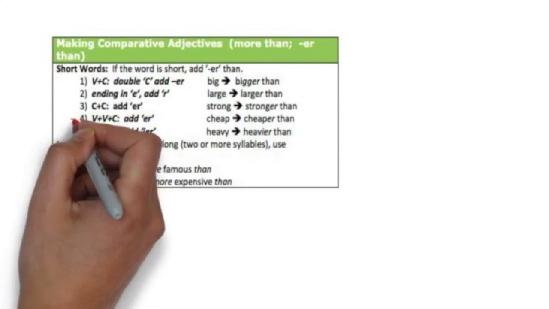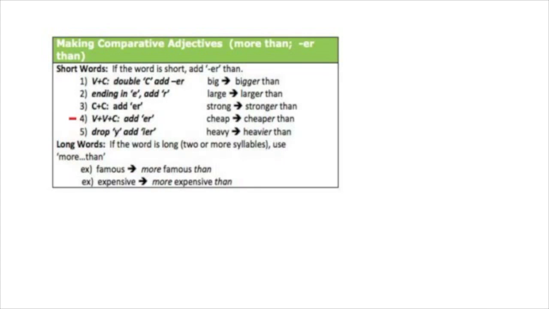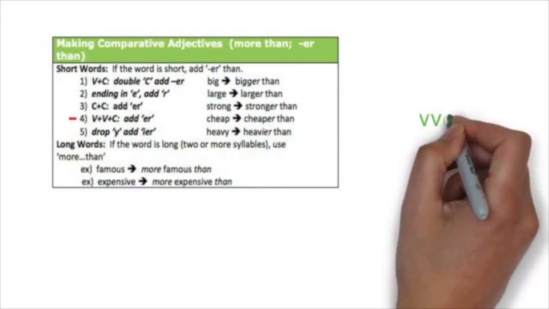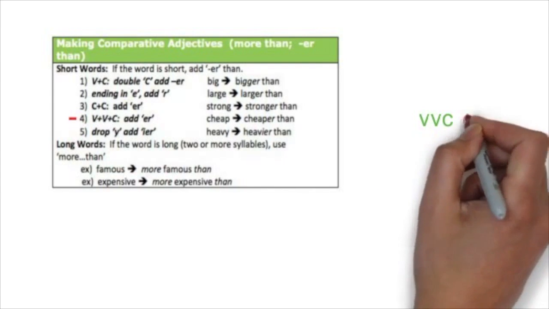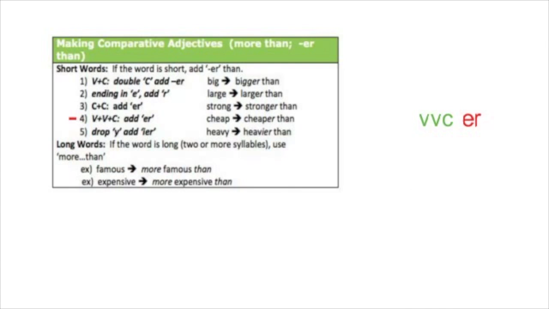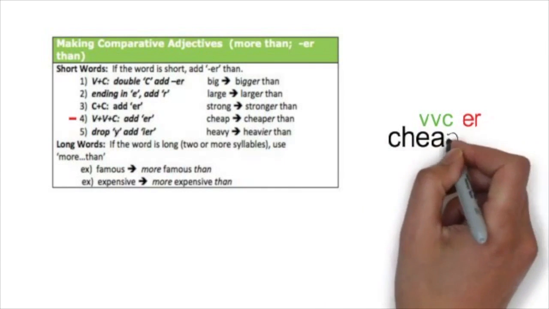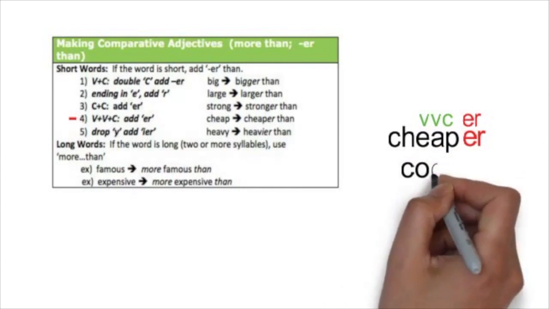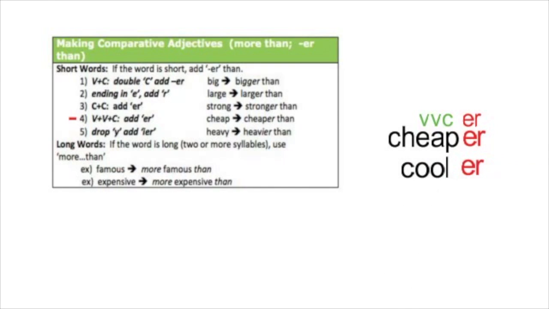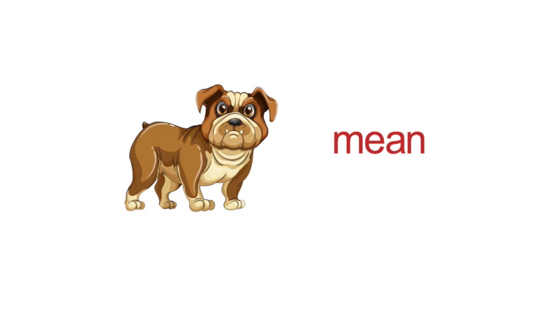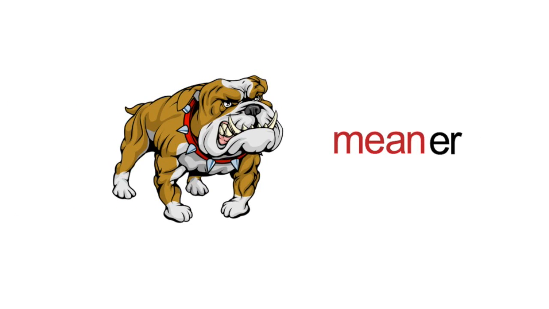Rule 4. For short words ending with a vowel plus a consonant, we add er. So cheap becomes cheaper, cool becomes cooler, and now you have a go. Mean becomes... That's right. Mean becomes meaner.